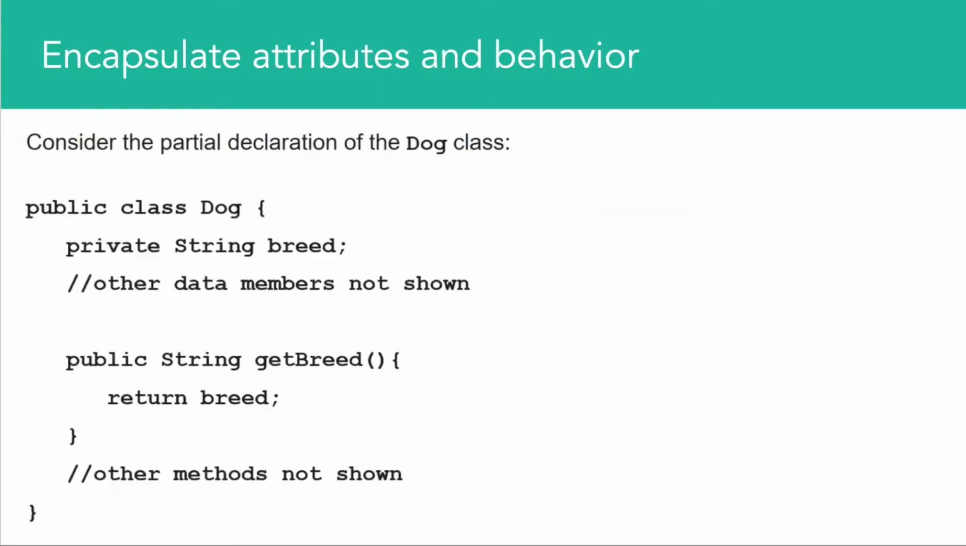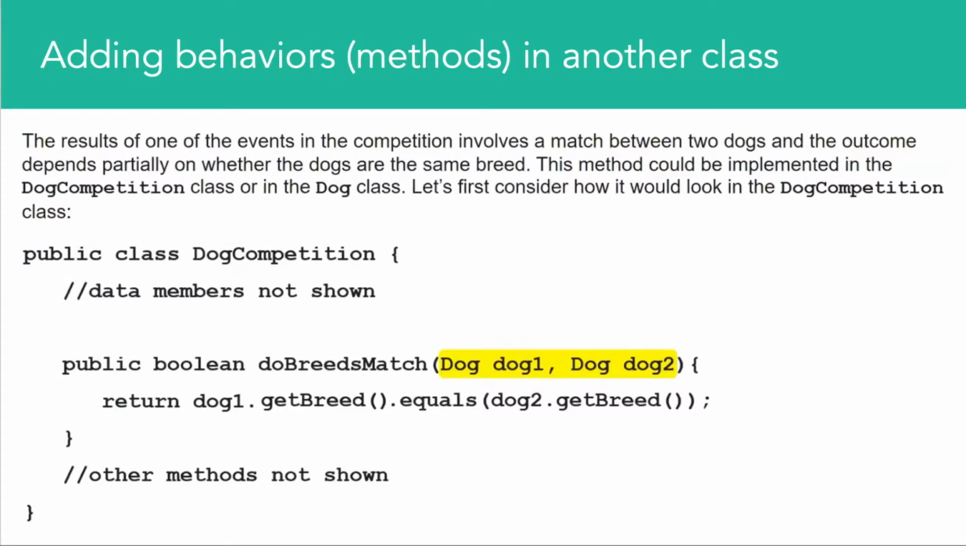Let's start by encapsulating or protecting attributes and behaviors of a class. Here we are defining a Dog class with a private instance variable called breed and an accessor method called getBreed. Let's add behaviors or methods in another class. The results of one of the events in the competition involves a match between 2 dogs, and the outcome depends partially on whether the dogs are of the same breed. This method could be implemented in the DogCompetition class or in the Dog class.